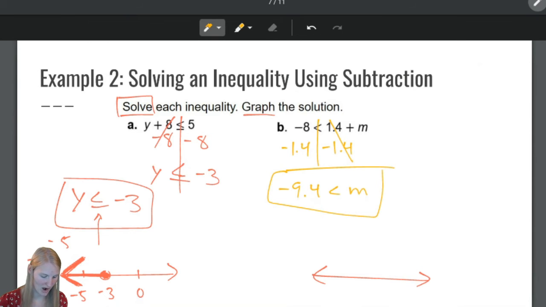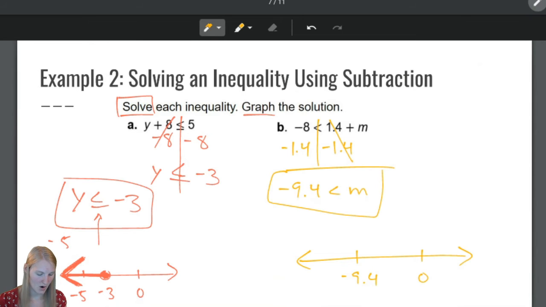Now we need to graph it. So we're going to have 0, and the number we care about, negative 9.4. We're going to put a circle on negative 9.4, and we are going to leave it open because it is just less than, not less than or equal to. Now, which way should the arrow point?